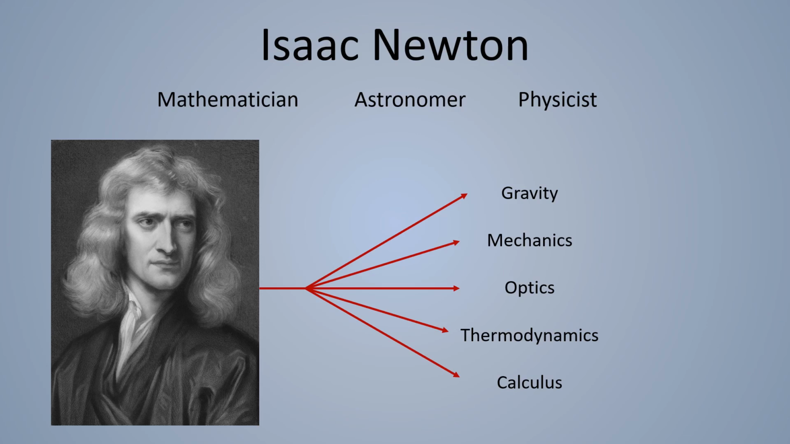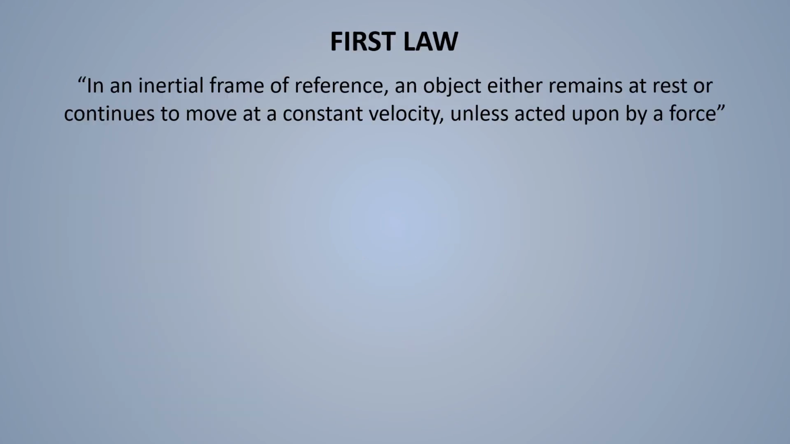Maybe some of you may know the 3 laws of motion that he published. So now let's describe them and see how fundamental they are in our everyday life. The first one states that in an inertial frame of reference, an object either remains at rest or continues to move at a constant velocity unless acted upon by a force. So we can say that an object, if not subjected to a force, maintains its starting behavior of motion.